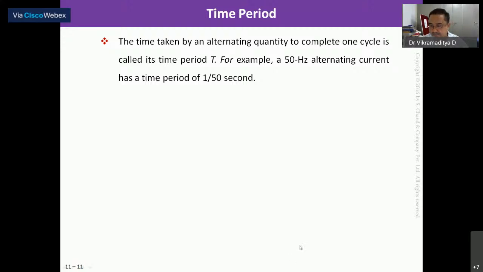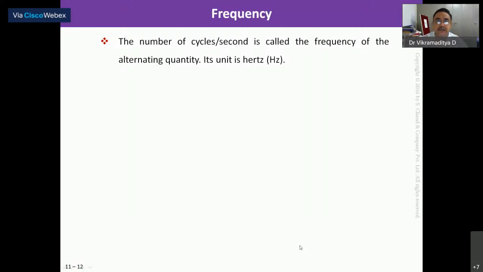The number of cycles per second is called the frequency of the alternating quantity, and its unit is hertz, capital H and a small z. Hertz was a scientist.